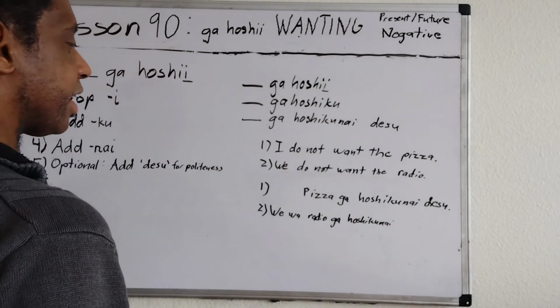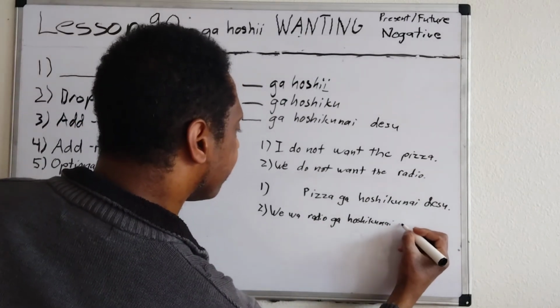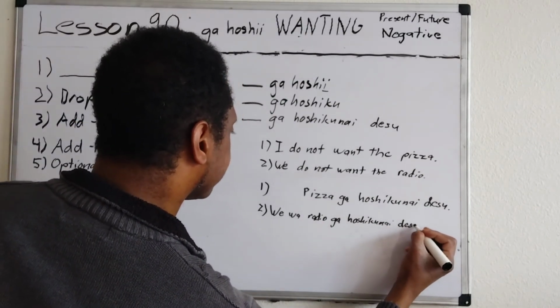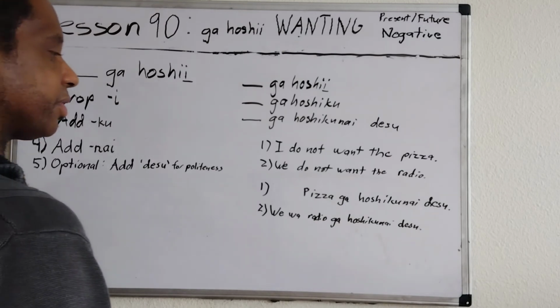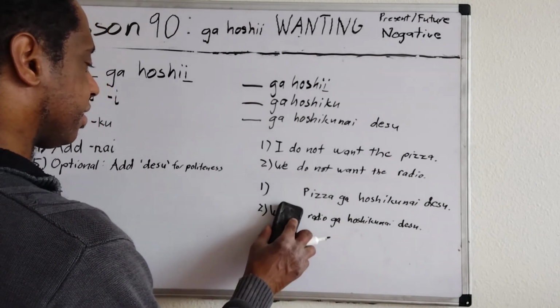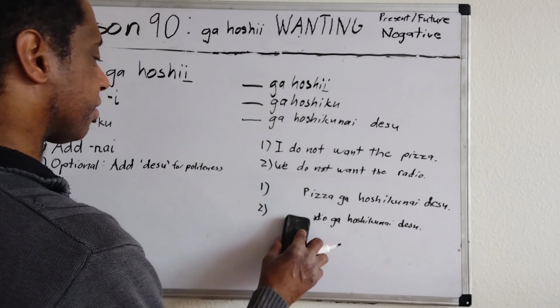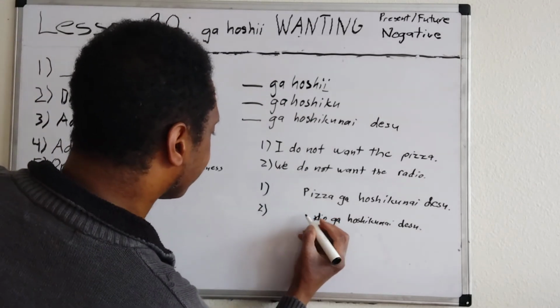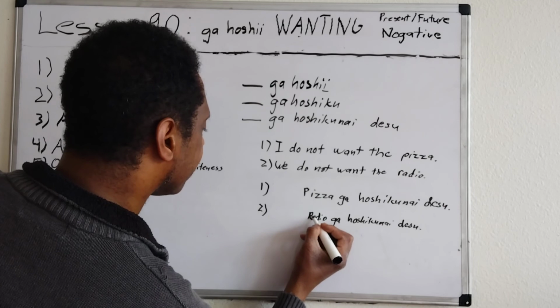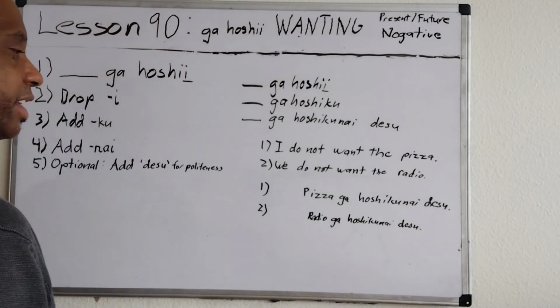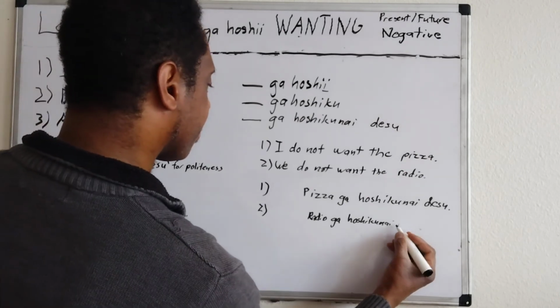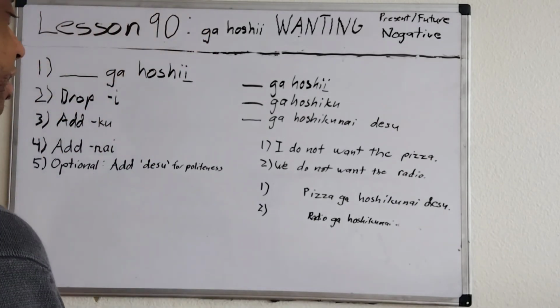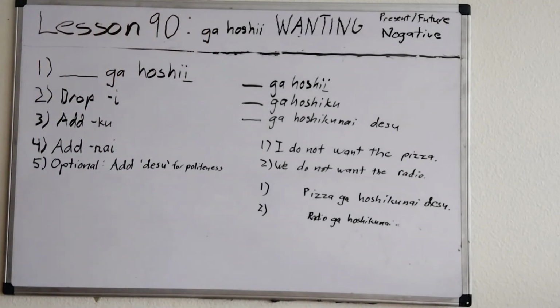We want radio ga hoshiku nai. That's for politeness. That's it. We want radio ga hoshiku nai desu. Or we could just say, radio ga hoshiku nai desu. Or even shorter, radio ga hoshiku nai. Not as polite though.